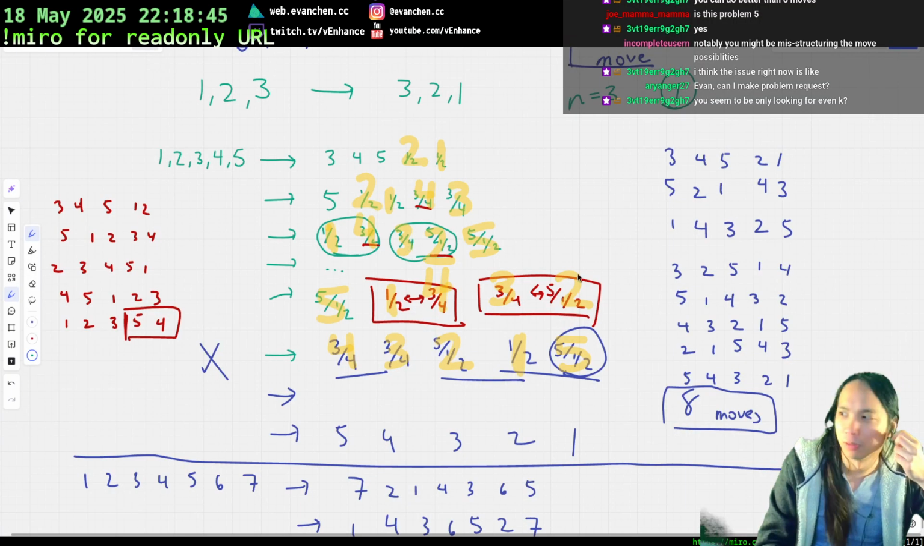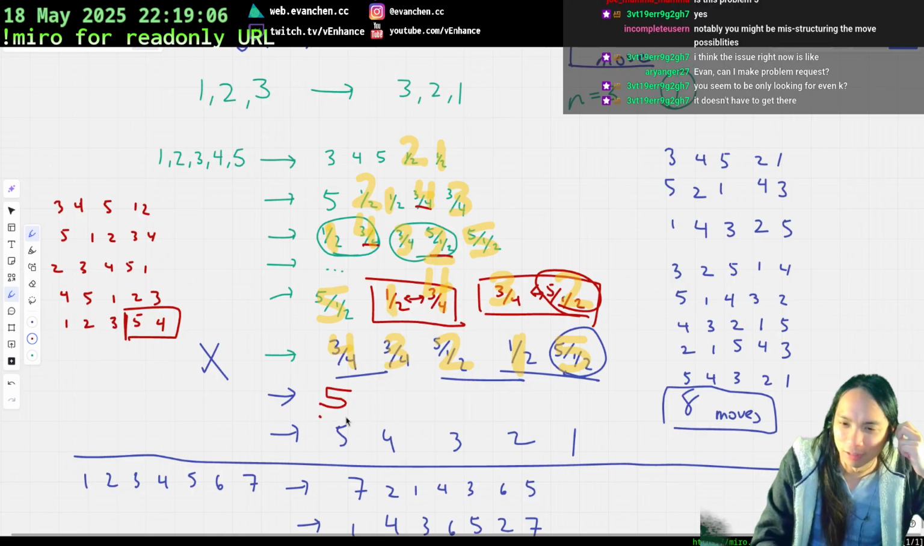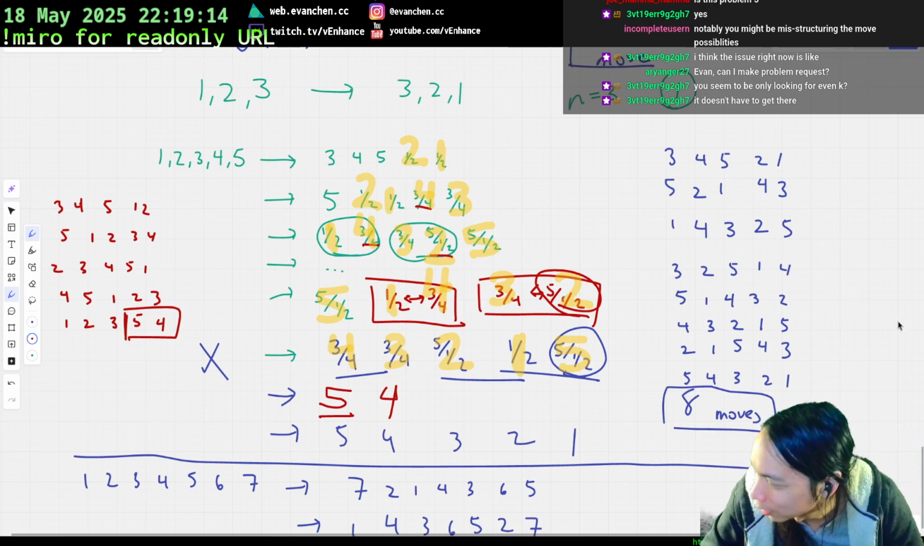Can I make a problem where you seem to only be looking for even K? I agree that if you put 5 here, you can get here in 7 moves instead. But I thought I had the cases checked, and there's no way to get the 4 there fast enough, right? I agree you can get 5 here, but I don't think you can get 4 here at the same time. Doesn't have to get there? What do you mean doesn't have to get there? Did I misread the problem? I'm trying to reverse all the numbers, right?